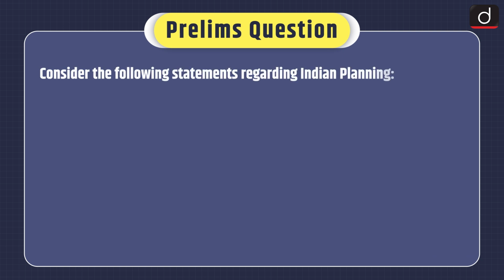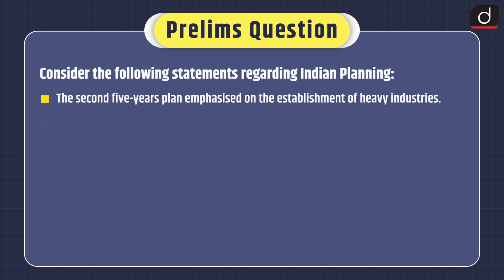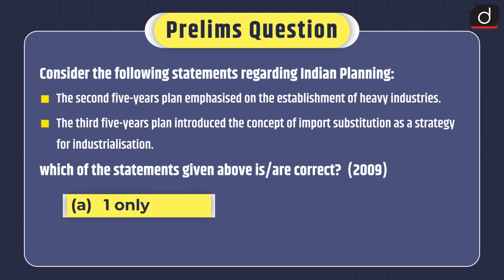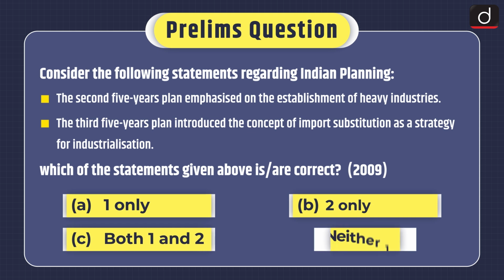Now it's time for the practice questions. First of all, note down the prelims question, which was asked in the 2009 exam also. Consider the following statements regarding Indian planning. 1. The second five-year plan emphasized the establishment of heavy industries. 2. The third five-year plan introduced the concept of import substitution as a strategy for industrialization. Which of the statements given above is or are correct? 1 only, 2 only, both 1 and 2, or neither 1 nor 2.